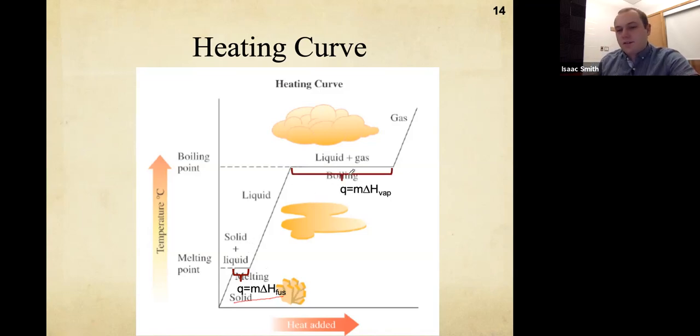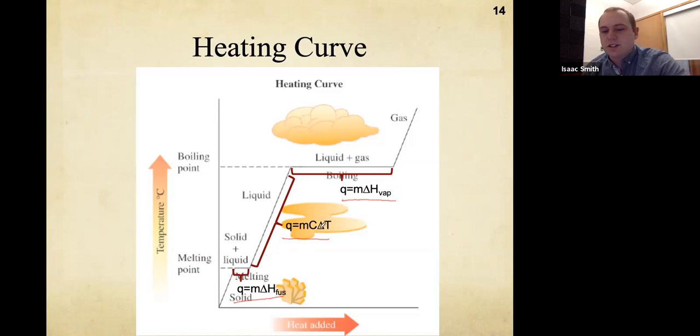This one, again, is a horizontal line. We're going to use Q equals m delta H, but in this one, it's Q equals m delta H vaporization, okay? Vaporization, again, is the transition between the liquid and the gas phase. And then for the liquid, we have Q equals m c delta T. We already talked about that one. So any of the diagonal lines, just use the same equation that we already talked about.